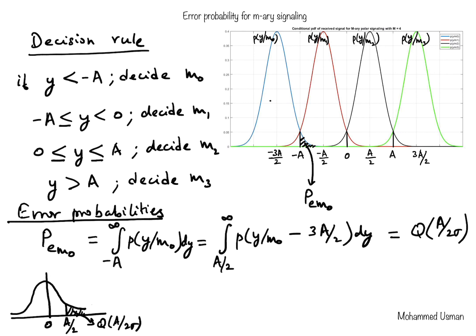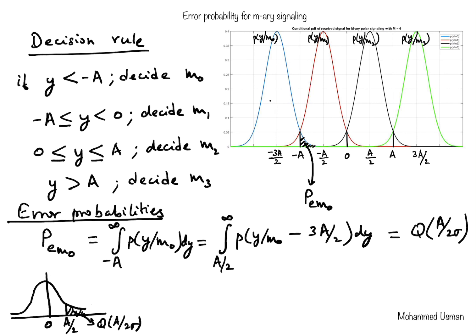Now similarly, we can compute the error probability for M1, M2, and M3. We will first do M3 next, because the two symbols which are at the outside have only one boundary. M0 has only one boundary, and similarly M3 also has only one boundary. Then we will do the two symbols which are in between, which have two boundaries. We will do it one by one.